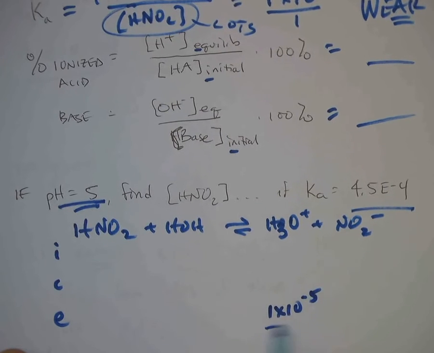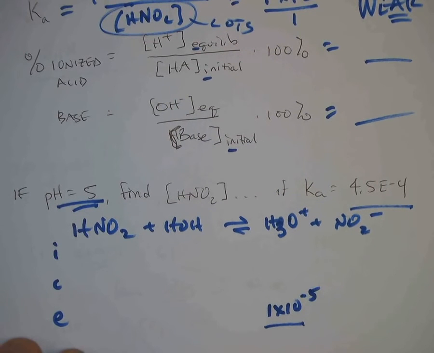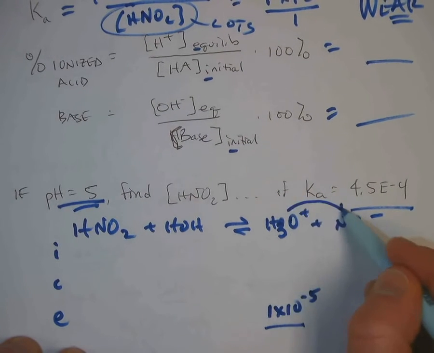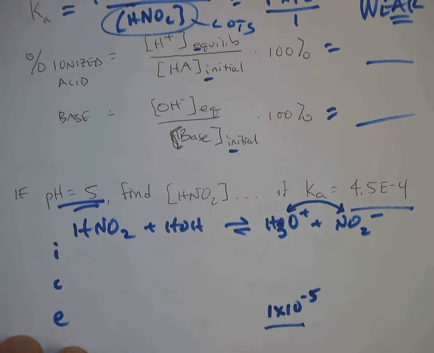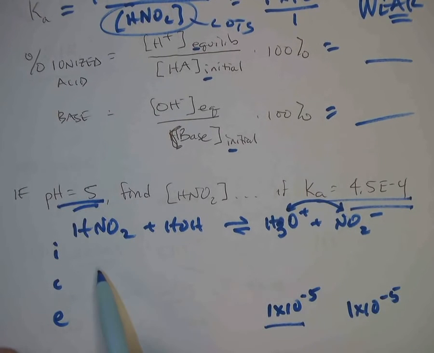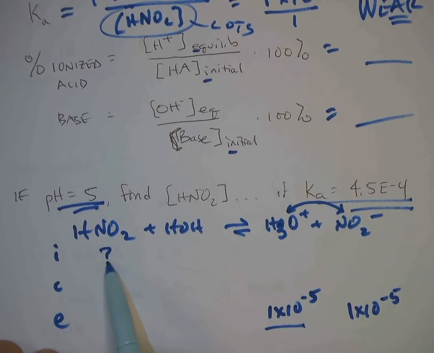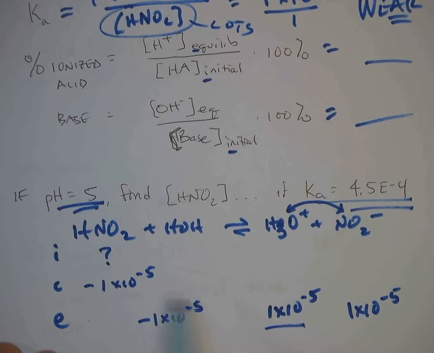Oh, look at that. I know the equilibrium concentration of H3O plus. And if I look on this side of the reaction, it's a 1-to-1 ratio between H3O plus and NO2 minus. That also would be 1 times 10 to the negative fifth. And if I know the Ka right here, I could fill in this and say, I don't know what the concentration of this is, and I would have lost 1 times 10 to the negative fifth, and this would be question mark minus this.